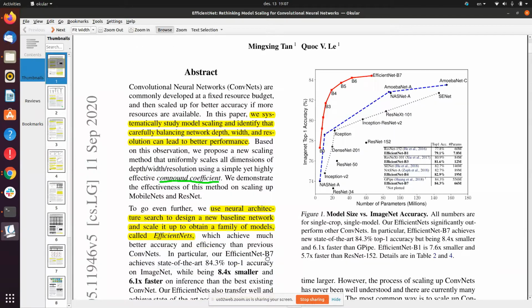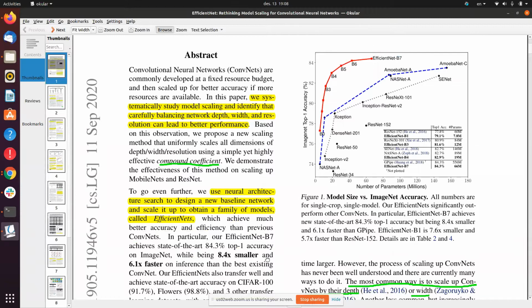If you see the abstract, there are basically two things that they talk about. It is a balancing between the depth, width, and resolution when you design a network. That is how they came up with a method called the compound scaling method. And once you have the compound scaling method in place, what benefits does it give? Benefits in the sense of the number of parameters and how much accuracy it boosted. These are the two things that you can see in Figure 1, which talks about model size versus accuracy.